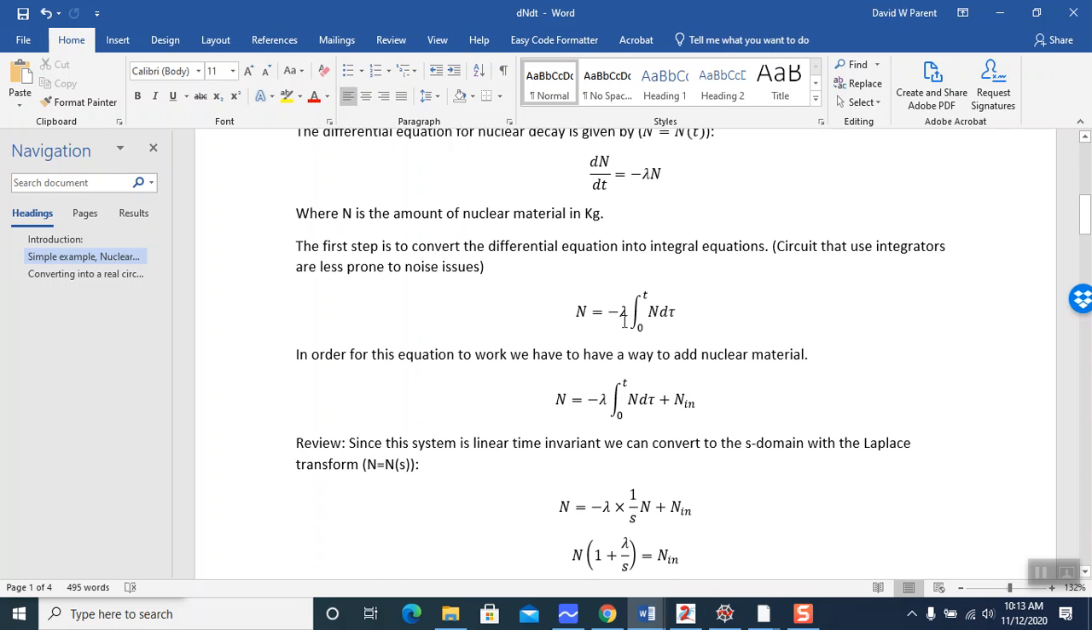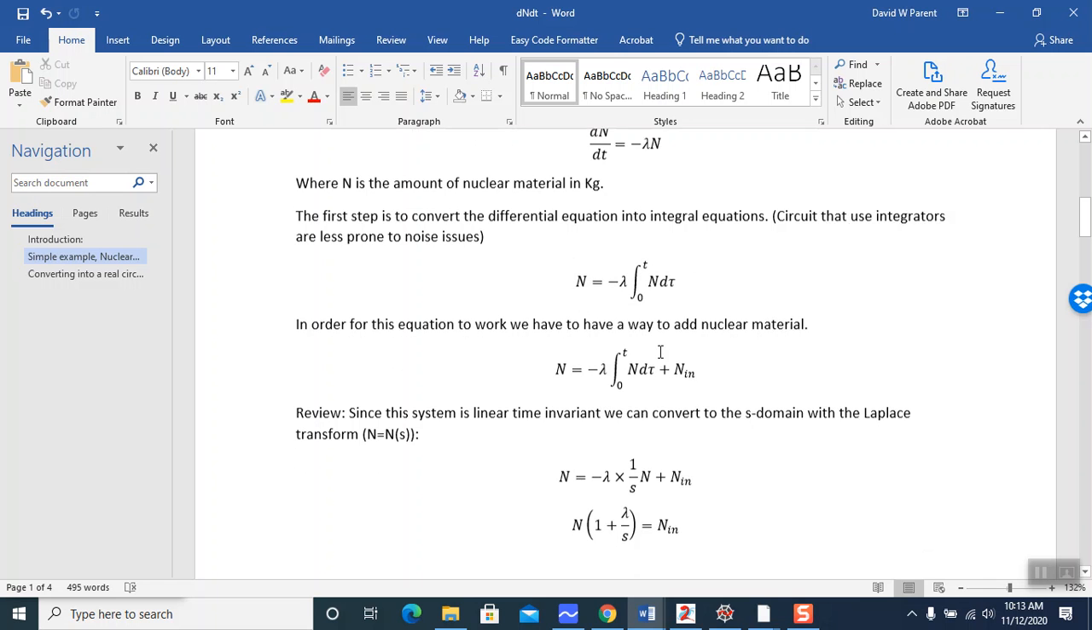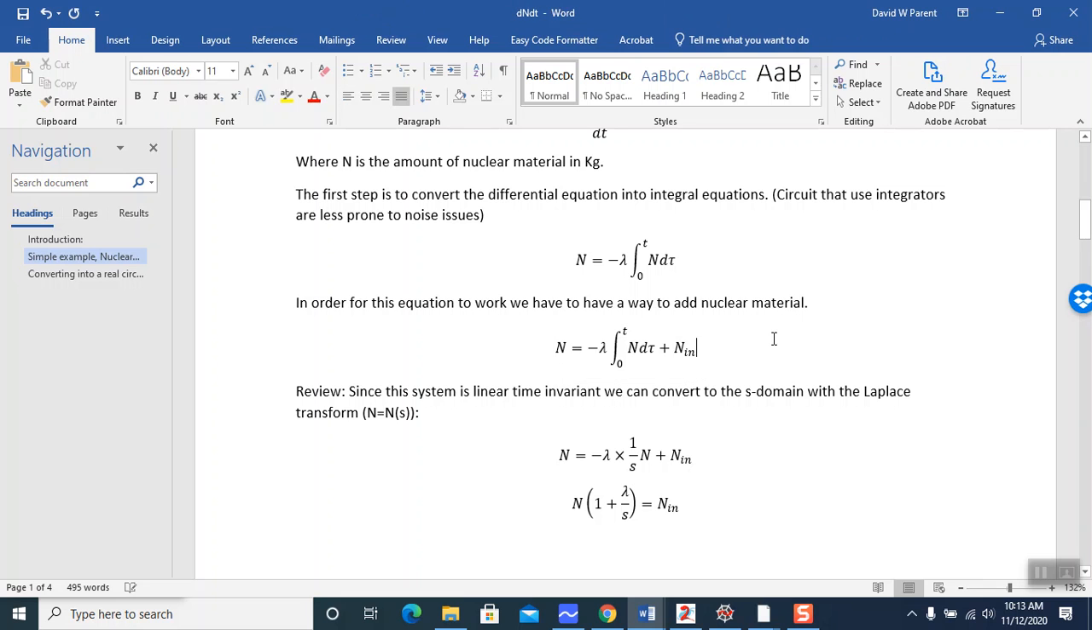So the first thing we do is convert the differential equation into an integral equation, because integral circuits are less noisy. And so we convert that, and we have an integral over time, so we have to use a dummy integration variable. But this system needs a way to get the nuclear material into it, and so I just add a constant, or add a value right here. So I'm integrating N, but now I'm adding a constant.